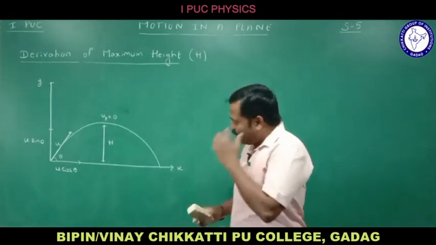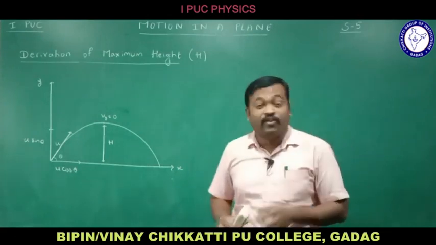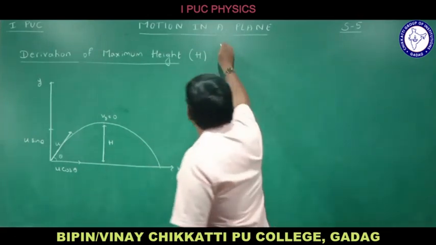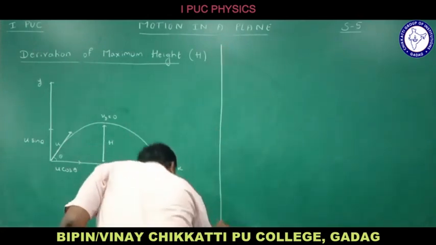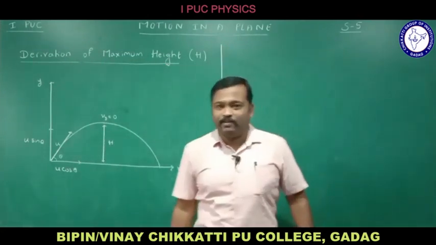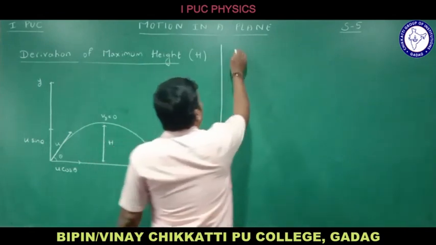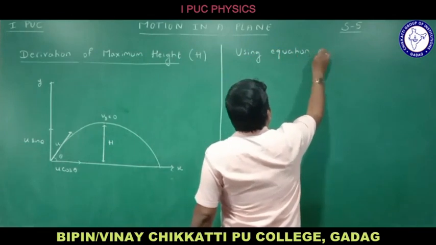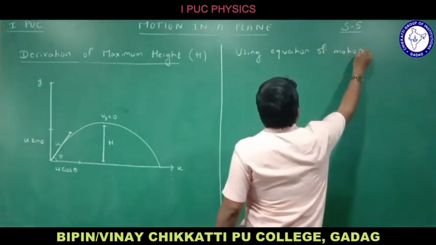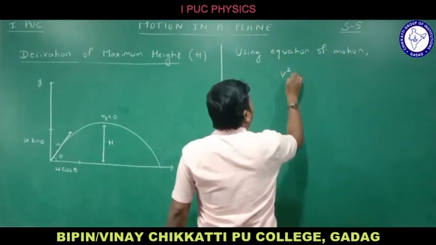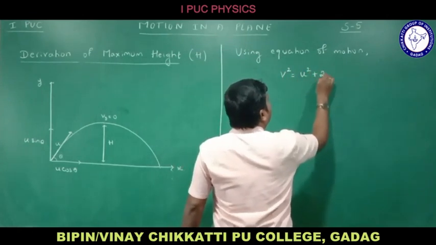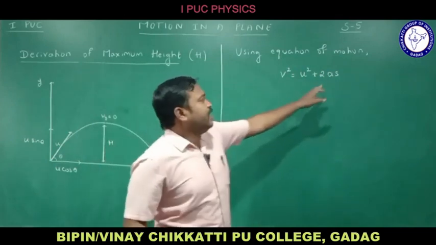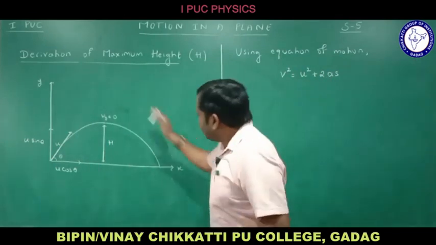Okay, now let us find the expression for this maximum height, right? To derive this, this can be asked as a 3 marks question: derive the expression for maximum height. So now I'll be using the equation of motion. Which equation shall I use? v square is equal to u square plus 2as, because I have initial velocity, I have final velocity, and acceleration also we have. Okay, before that let me go with the acceleration.